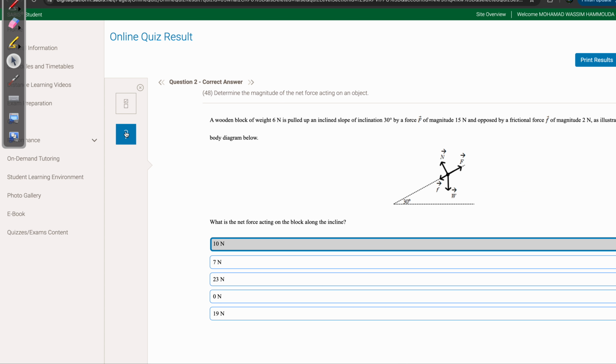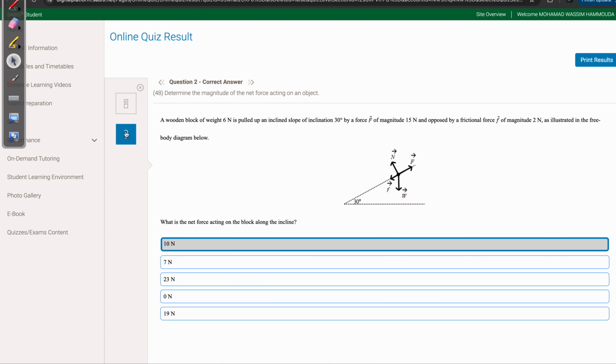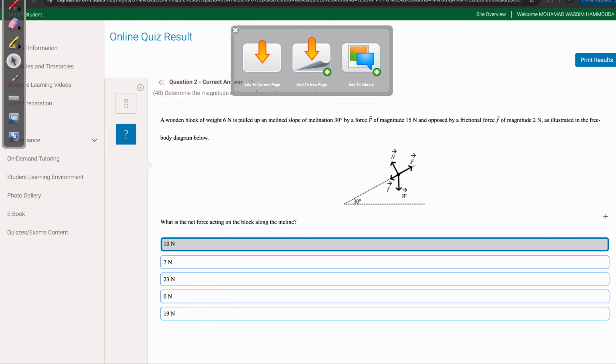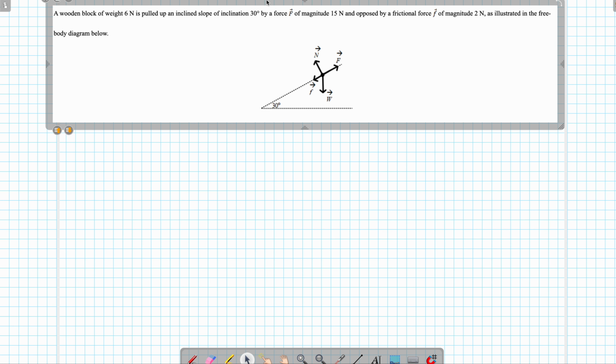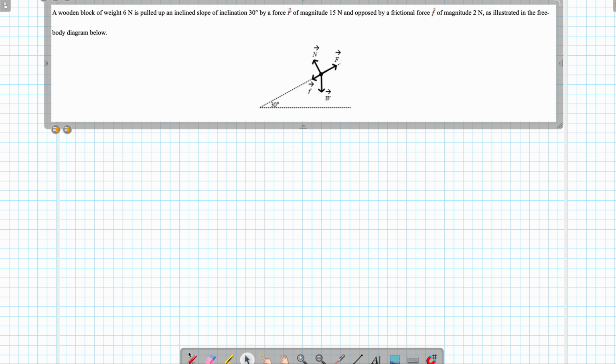Number 2. A wooden block of weight 6 newtons is pulled up an inclined slope with inclination 30 degrees by a force F of magnitude 15 newtons and opposed by a frictional force of magnitude 2 newtons. Okay, we just take it like this. So first of all, we need to draw the free body diagram, right?